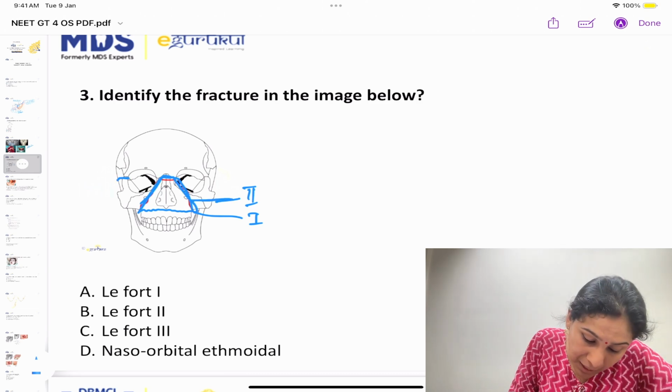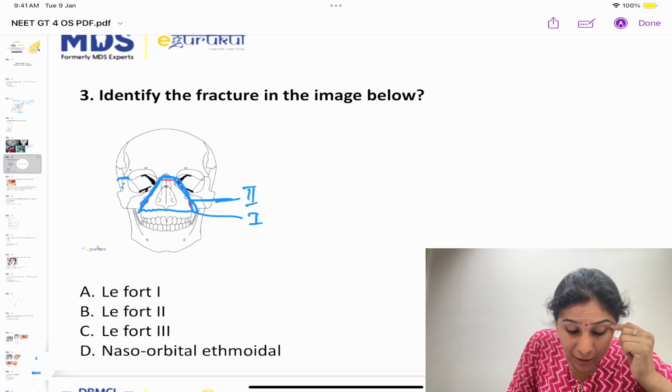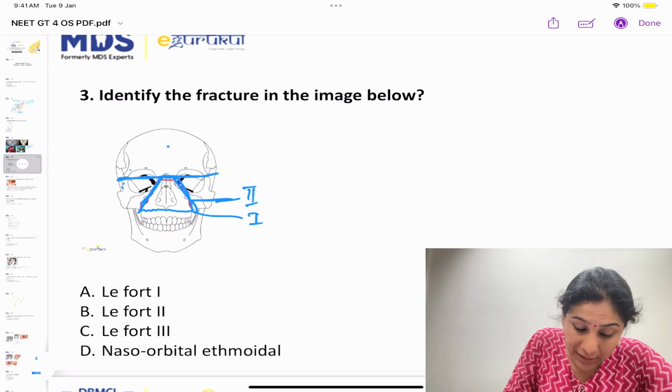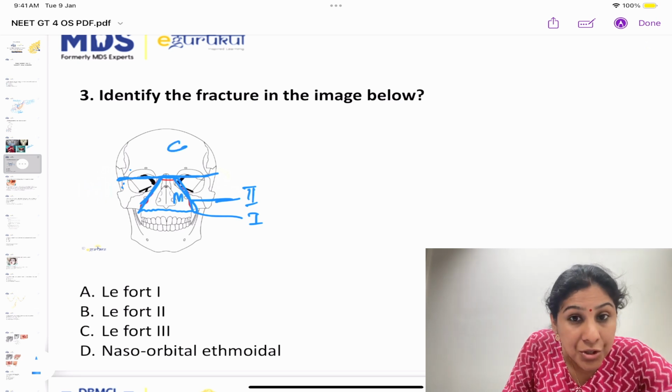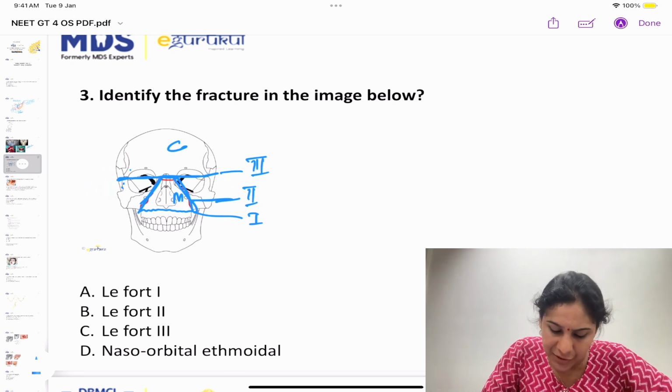And if the fracture would have been like here from the zygomaticofrontal region to the orbit to the medial side, something like this, causing a cranio-maxillary disjunction, then it would be a LeFort-3. Alright, so this is a straightforward, easy question, LeFort-2.